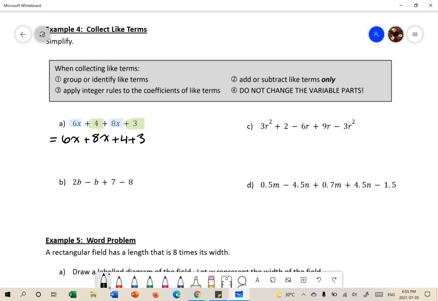And then I can simplify. 6x plus 8x is 14x. 4 plus 3 is 7. I can't simplify any further because 14x and 7 are not like terms.